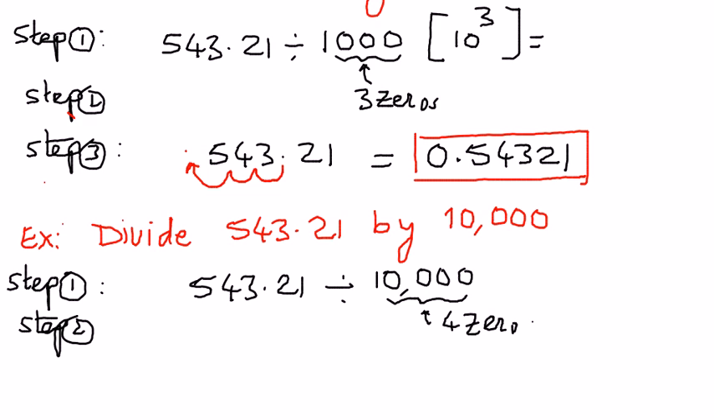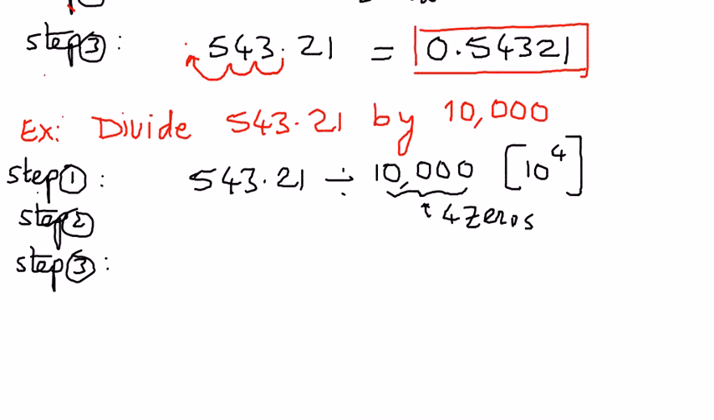There are 4 zeros in 10,000, or in terms of exponents, 10 to the power of 4 is the same as 10,000. So in step 3, we're going to perform the division as if we're dividing whole numbers. Therefore, we write the number down, 543.21, and then move the decimal place four places to the left.